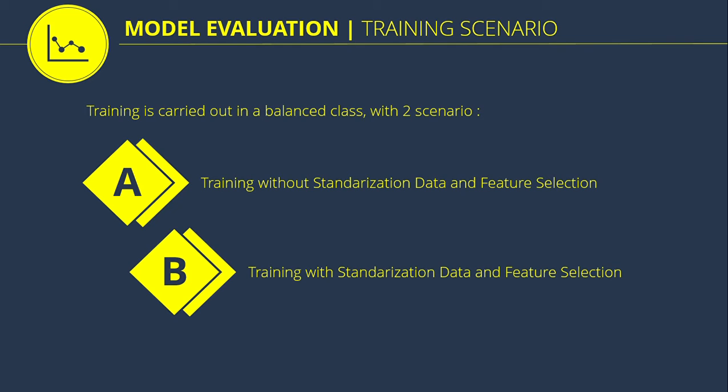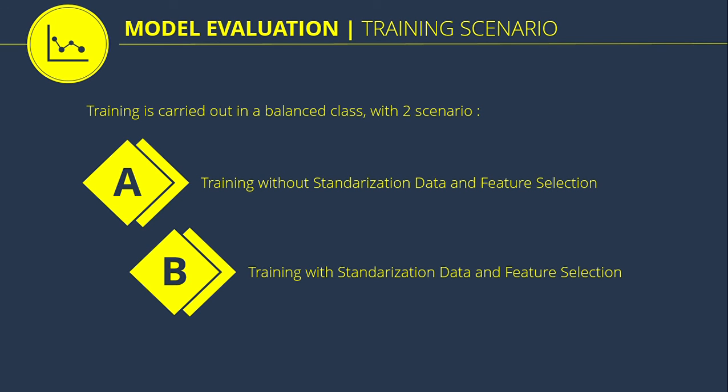In this model training, I use two scenarios. In both, I balance the class in training. In scenario A, I do training without standardization and feature selection. In scenario B, I train the data with standardization and feature selection. So we are curious about the result of the scenarios we choose.